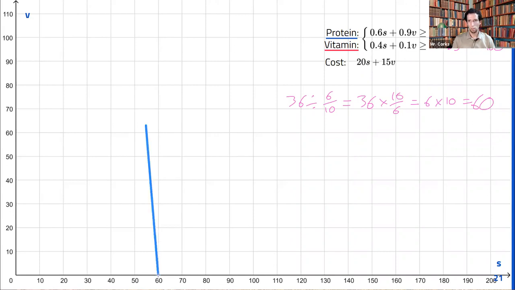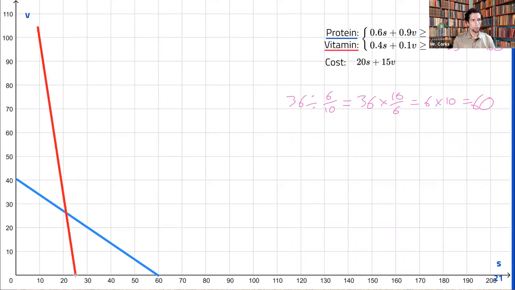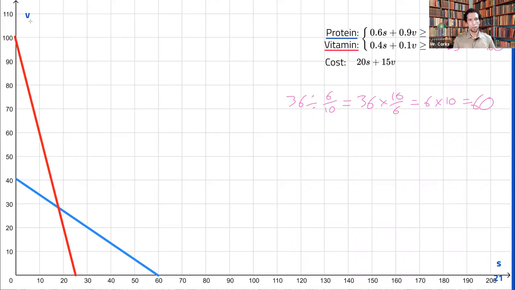60 and 40. And then 25 and 100, like this. Okay. Are we shading above or below these lines, or in between? Above. Okay, so these are both greater than or equal to, just repeating what I said for the earlier one.